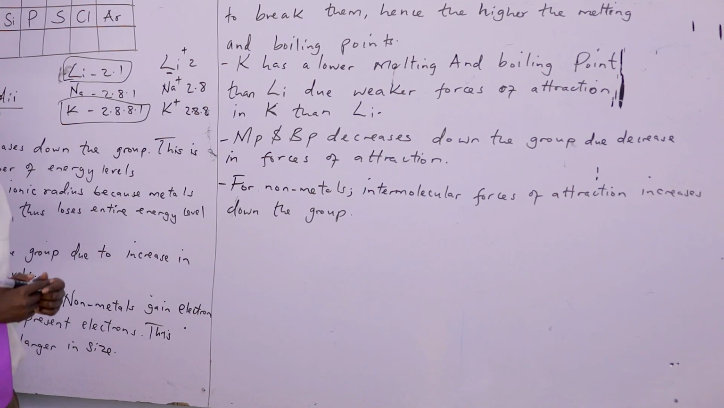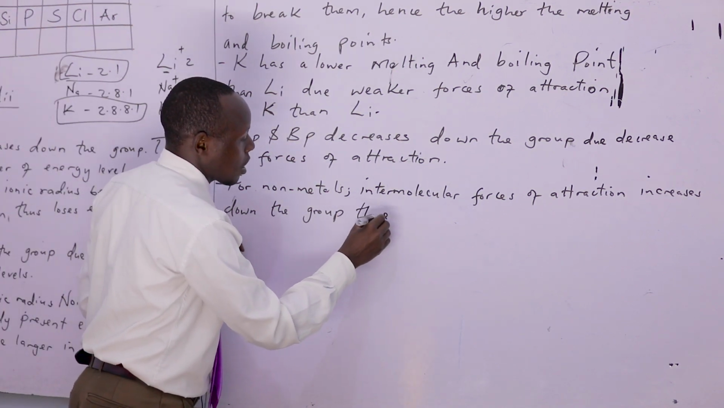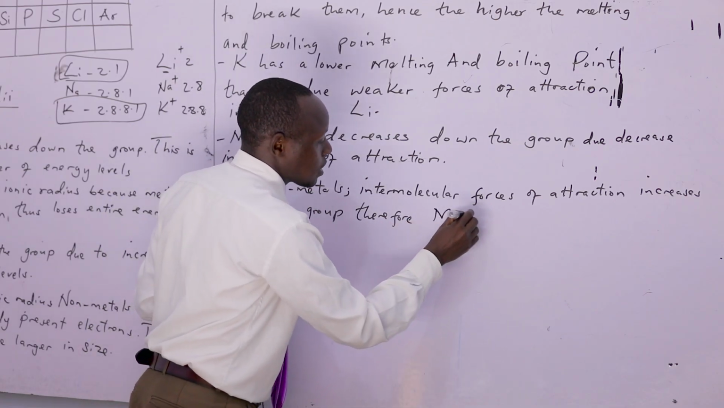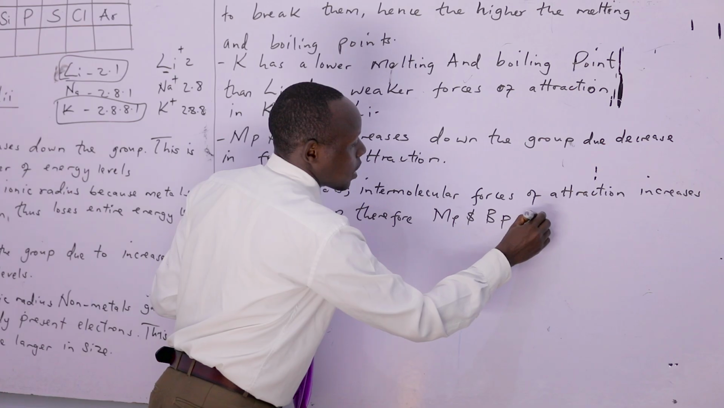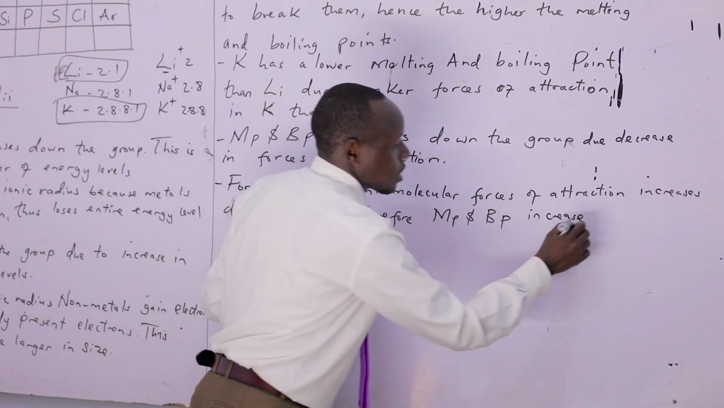Intermolecular forces of attraction increase down the group. Therefore, melting and boiling points will also increase down the group.